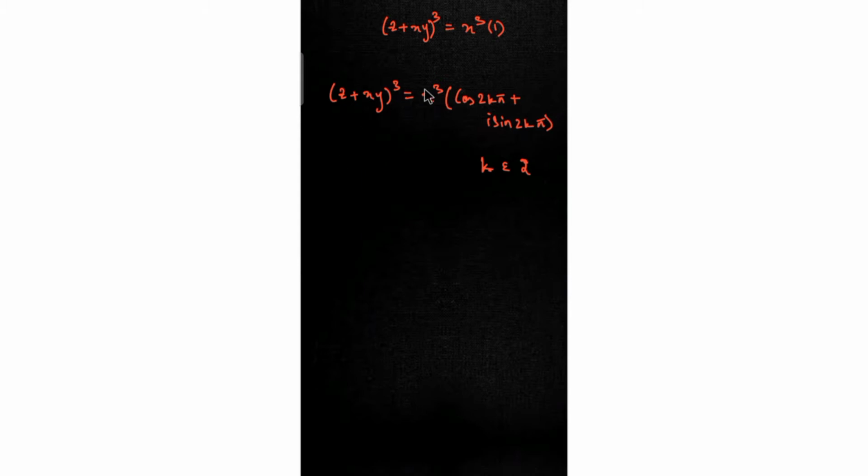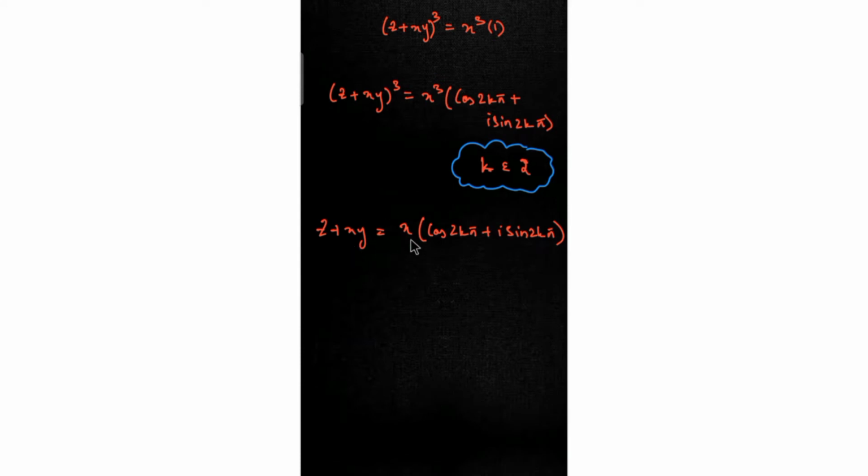Now (z + xy)^3 is x^3 into this. So what I'll do is take the 1/3 power on both sides. I would get z + xy = x (cos 2kπ + i sin 2kπ)^(1/3). This is an important condition: if k doesn't belong to integers, if k belongs to real numbers, like k can be any fraction, then we cannot represent 1 in this form, but if k belongs to integers, then I can represent it in this form. So this is a very important condition that I am assuming.